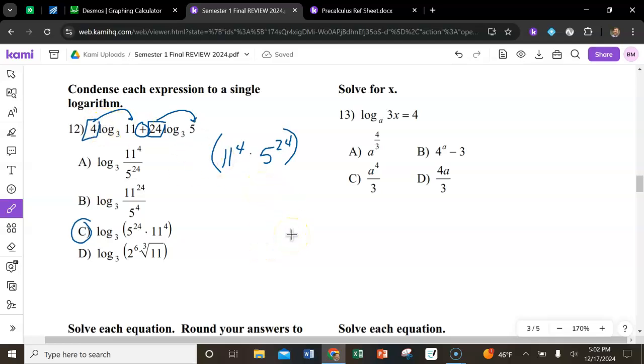13, you have to know how to go from log form to exponent form. And that is the base to this exponent equals the stuff that's on the inside of the log. So a to the 4th equals 3x. I'm supposed to solve for x, so I divide by 3, and I get a to the 4th divided by 3.